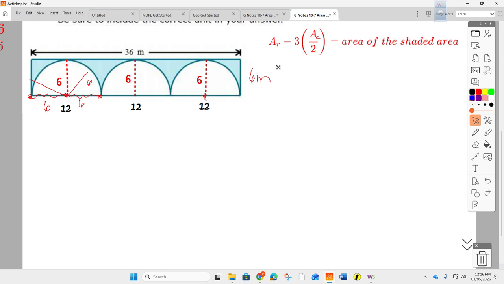So the area of the rectangle, length times width, is 36 times 6, minus the area of the semicircle 3 times. We're going to do minus 3 times 3.14 times the radius of the semicircle. So the radius of the semicircle, we're just going to call it a circle here, is 6. And then divided by 2, because it's a circle area divided by 2.